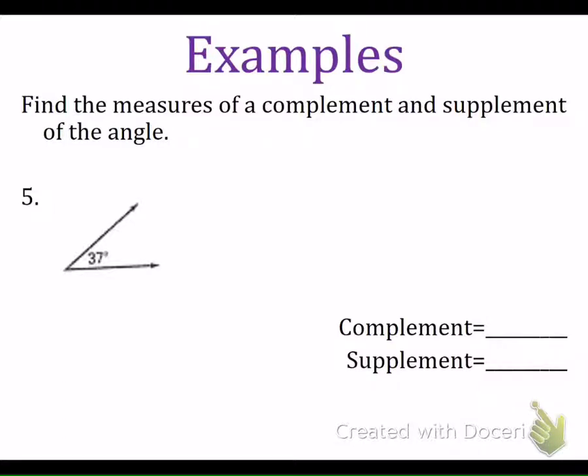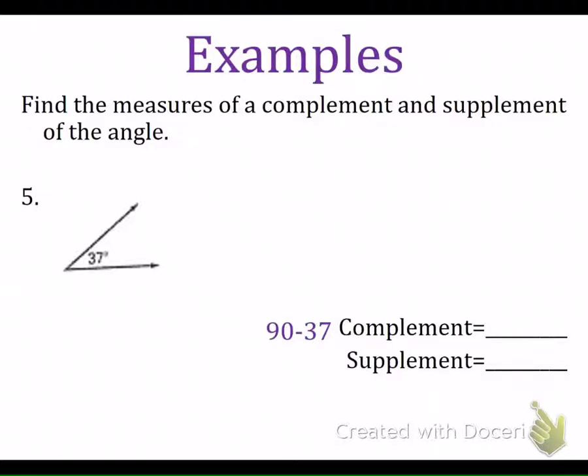Okay, number 5. All right, complements add to... Add to what? 90. So to find the complement of 37, I'm going to start with 90. I'm going to take away 37.